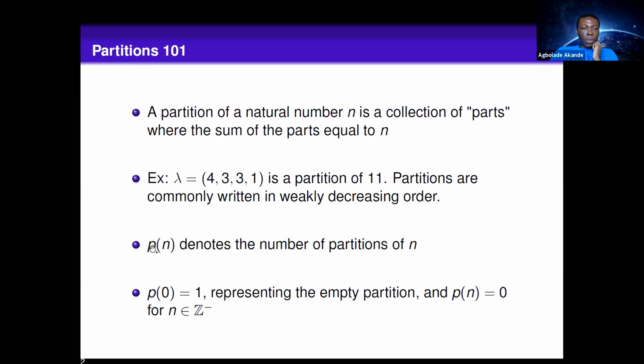And now let's go to our partition function. Our partition function is what we're going to call P of n, and it denotes the number of partitions of n. We're going to let P of 0 equal 1, because the empty partition, the partition of 0, counts as 1. And we're going to let P of n equal 0 if n is negative.